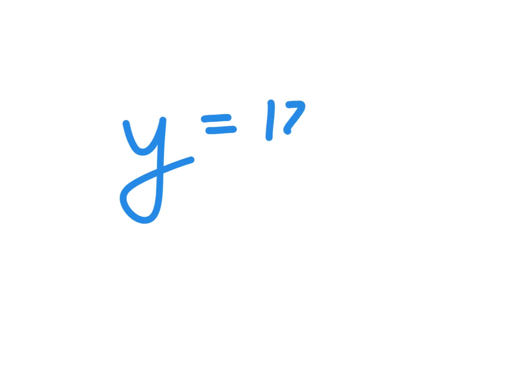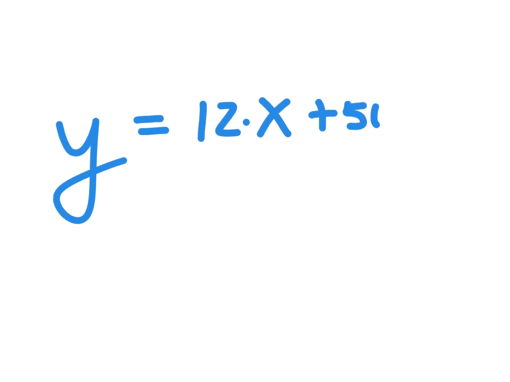You get $12 per hour, but $50 just to start with. Doesn't depend on the hours. The $50 is just once. Hint, I always start with y equals. And then it's $12 an hour. That's 12 times h, but in this case, I'm going to use x and y. Always use x and y. If the problem doesn't use x and y, change it to x and y, because otherwise you can't graph it. And then how about the 50? That's plus 50.